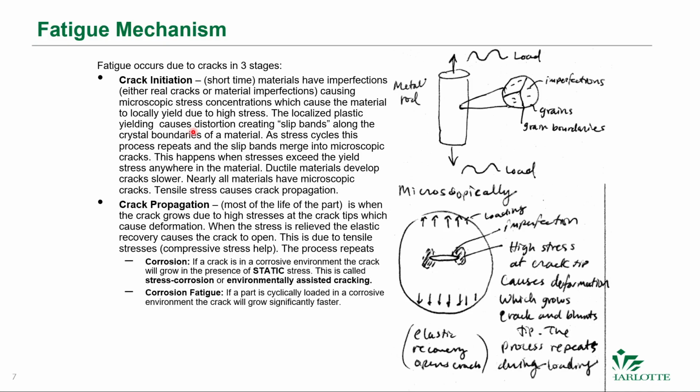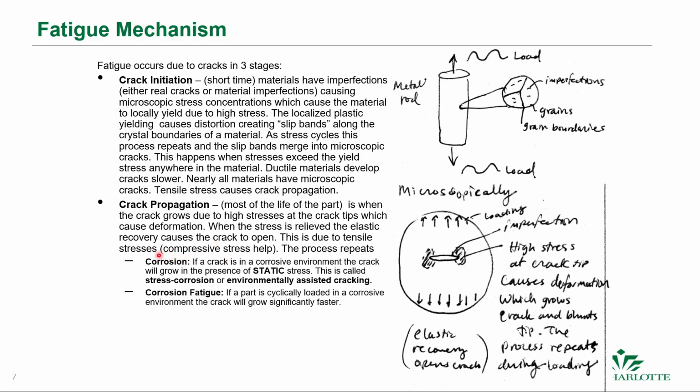Crack propagation is the second stage of fatigue, and fatigue is a failure mode. When cracks propagate, this would be most of the life of the part. When the crack grows, because of the high stresses at the tip and it's relieved, the elastic recovery of that material actually causes that crack to open again. Then that process repeats.